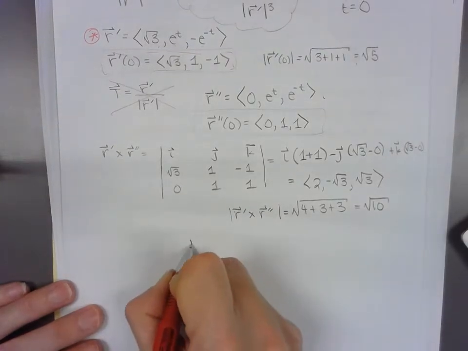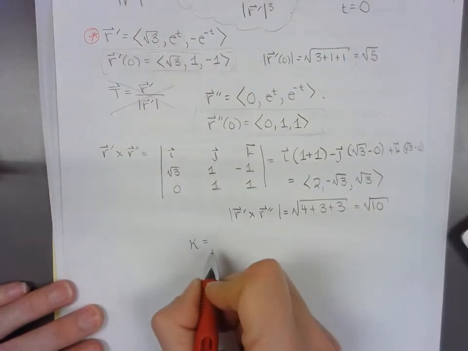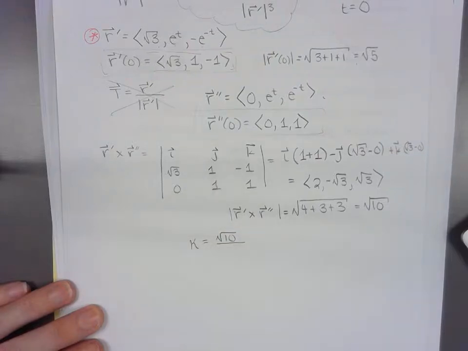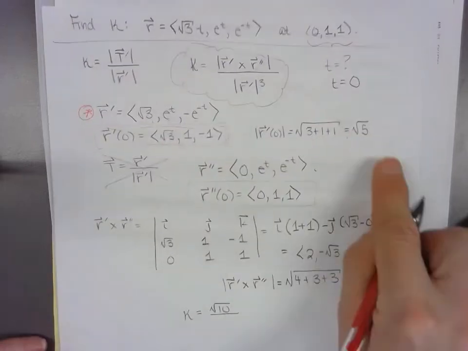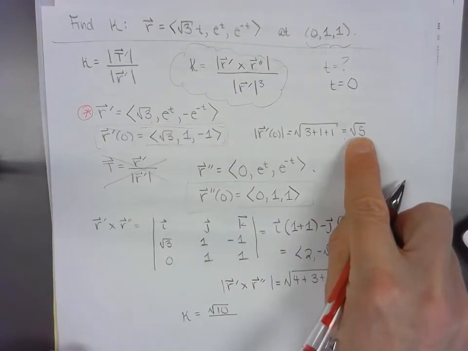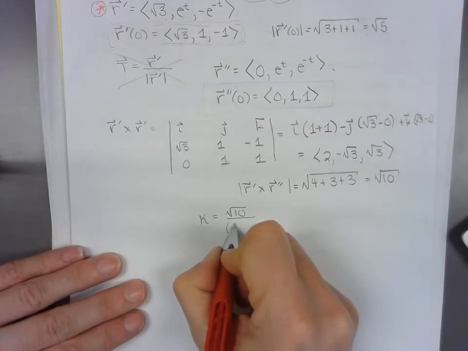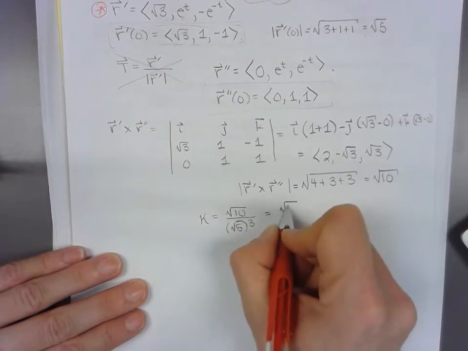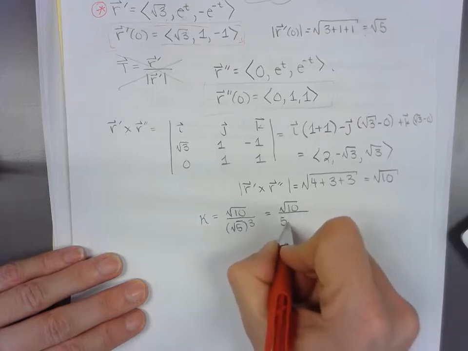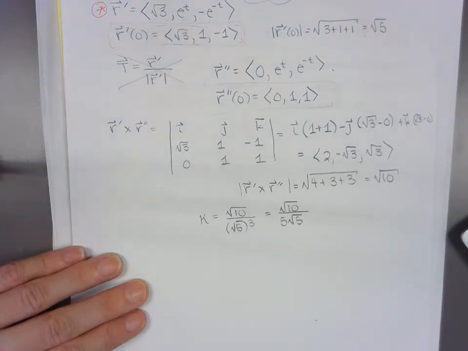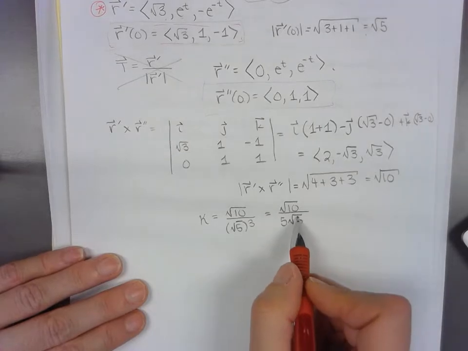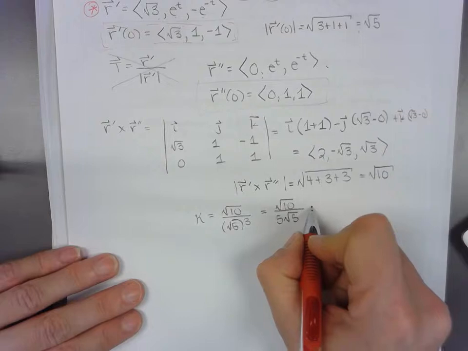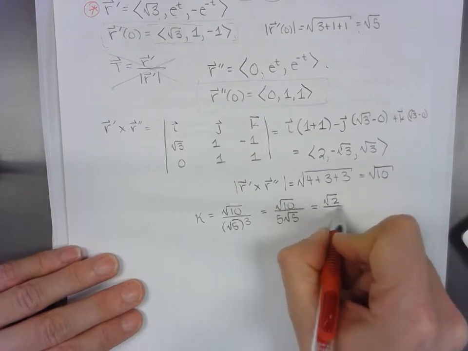And so the curvature is that, square root of 10, over the magnitude of r prime cubed. And the magnitude of r prime was root 5. I need to cube that. So I get square root of 10 over 5 root 5. And then this 5 goes into that 10 twice. So I just end up with the square root of 2 over 5.